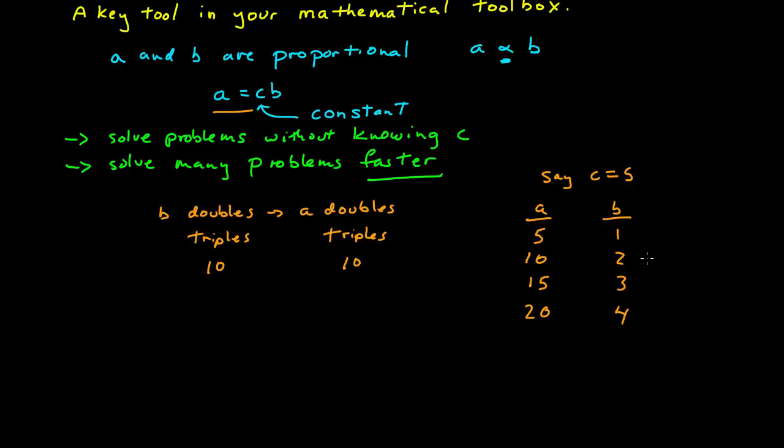If, say, B is cut in half from 2 to 1, then A is cut in half from 10 to 5. If B is quadrupled from 1 to 4, then A is quadrupled from 5 to 20. Instead of using substitutions, we can just see how they both vary in proportion to each other. So that's one quick way to look at this.